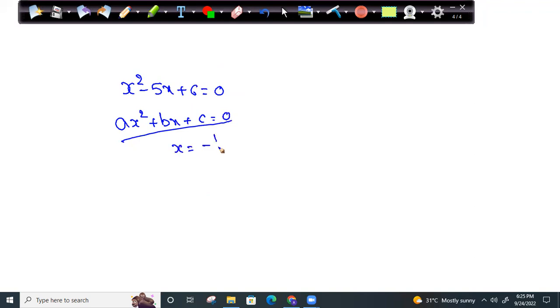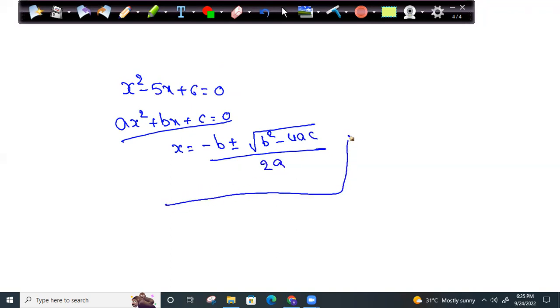The next method is, suppose I have x square minus 5x plus 6 equal to 0. I can use the quadratic formula. Formulas are interesting because if you know the formula, you can solve irrespective of whether you're thinking or not. So if the function is ax square plus bx plus c equal to 0, the quadratic formula is x is equal to minus b plus or minus square root of b square minus 4ac, by 2a. So this is the quadratic formula. Most of you know it; those who don't can write it out.